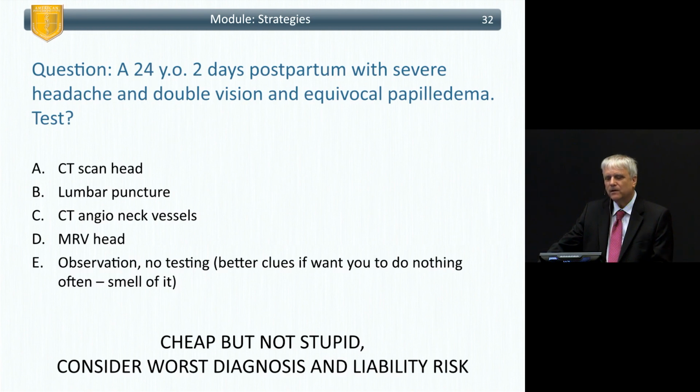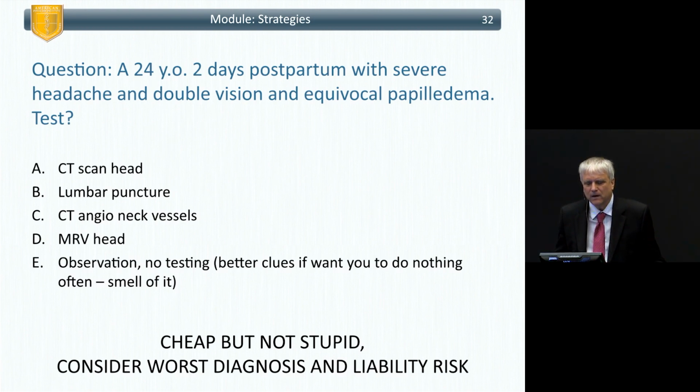No. And somebody who's in the postpartum period is in a hypercoagulable state. So they get all sorts of immune phenomena, all sorts of vascular shifts, all sorts of eclampsia, preeclampsia, post-eclampsia, related HELLP syndromes and liver stuff, and they also get a lot of clotting related things, and so they could have a venous clot in their brain. So the point of this was not to differentiate that you need the MRV as opposed to a CT. The point is that there are times and settings when observation might make sense, but during a super high risk critical period when all sorts of serious complications happen, you want to be cheap but not stupid. So consider the worst diagnosis and liability risk.